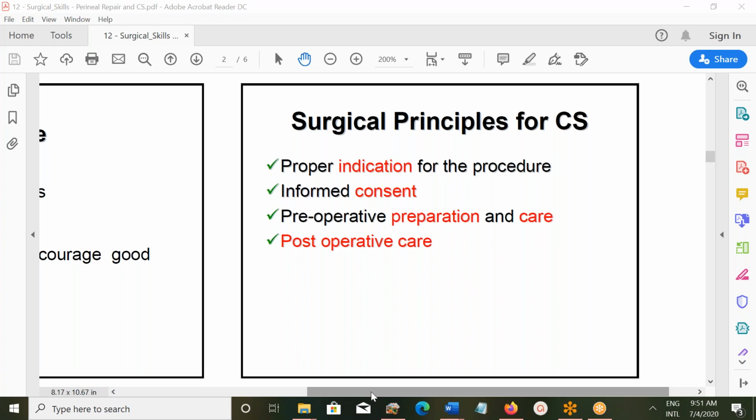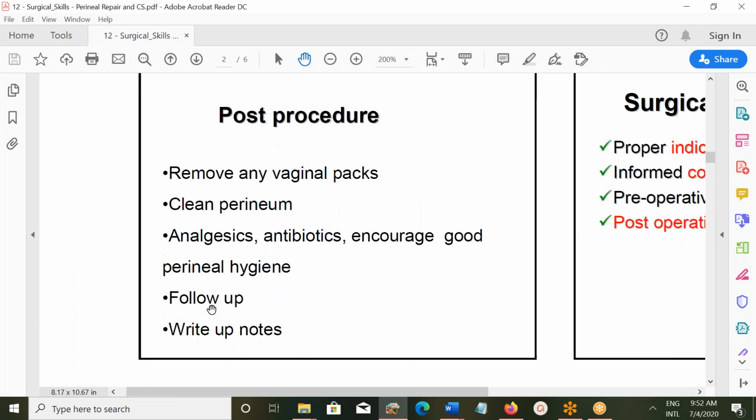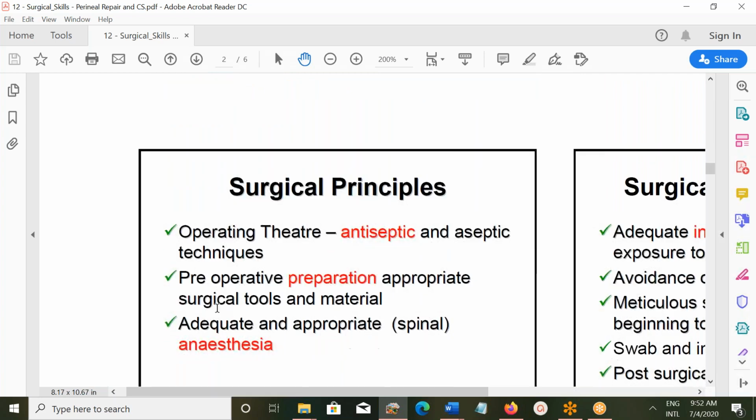Okay? And then you should plan your surgery. You should know about the indications and the contraindications. You have to give full information to the patient. So you should have informed consent. Only your patient can give consent for it. Nobody can consent on her behalf. You have to carry out certain pre-operative management and care, and then you have to offer post-operative care. Broadly, these are the parts of care.